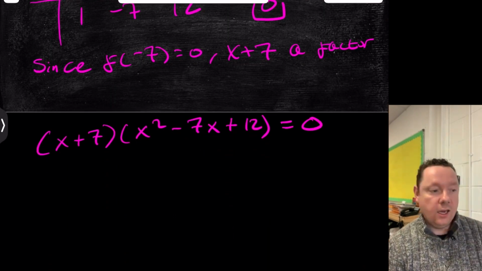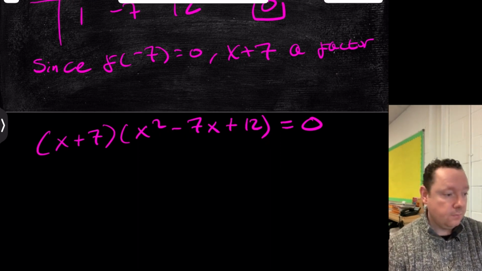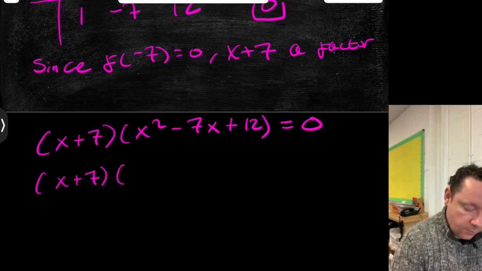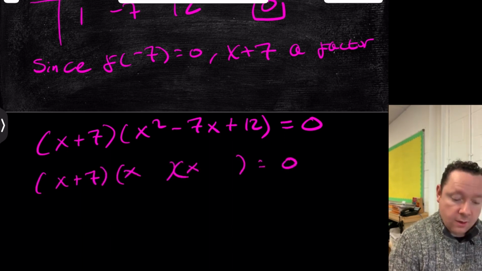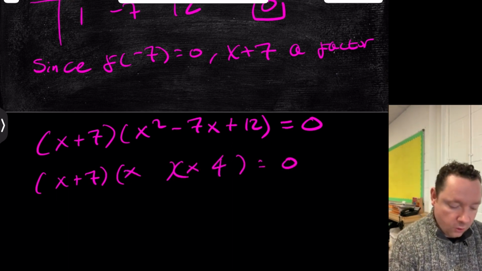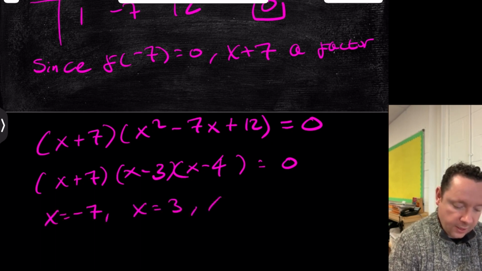And then hopefully we can factorise. So we've got x plus 7, double brackets, x and x. 3 and 4 make 12, but add to make 7, so it's 3 and 4, 4 and 3, whatever. So minus 4 minus 3. So then we can just say x equals minus 7 for the first one, x equals 3, and x equals 4. And we're done there.